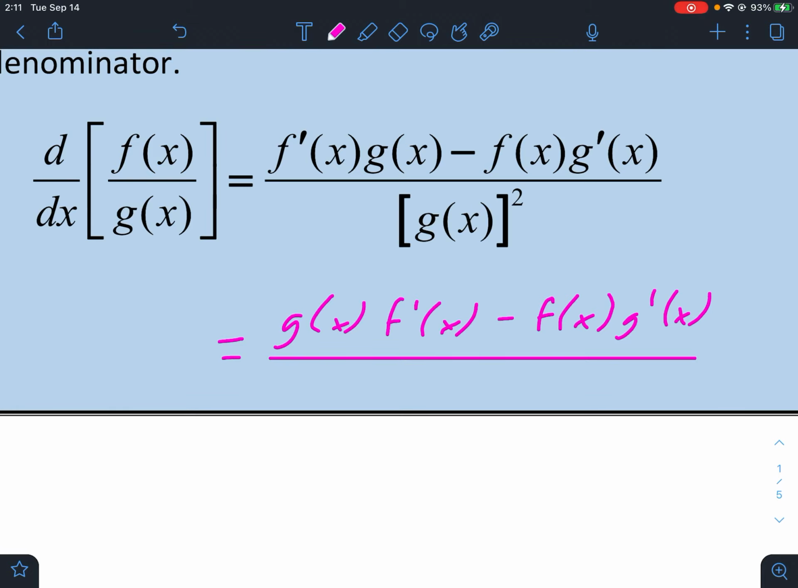So you might be saying, what's the difference? There is no difference. There's no difference in how it's written and how I'm writing it, just how I remember it. So I always remember it as the denominator times the derivative of the numerator minus the numerator times the derivative of the denominator over denominator squared.